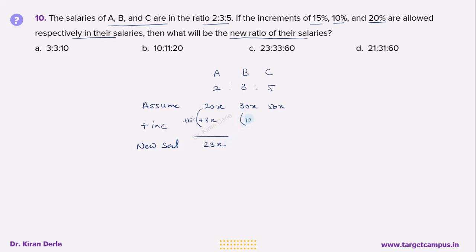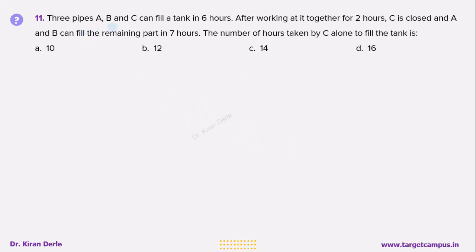This guy has got an increment of 10%. 10% of 30 is 3x. So his new salary will be 33x. This guy has got a 20% increment. 10% is 5, 20% is 10. So 50x plus 10x will be 60x. Right? So these are their new salaries. What we want is simply the ratio. So this x will go out and you're left with this new ratio of their salaries. Clear? Let's move on.